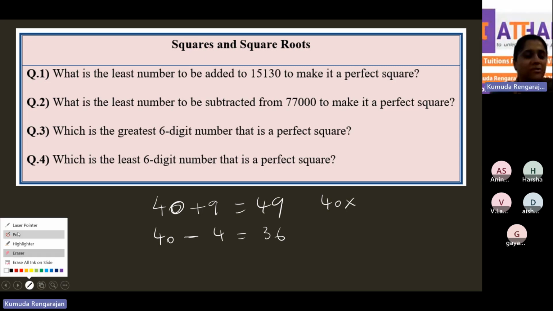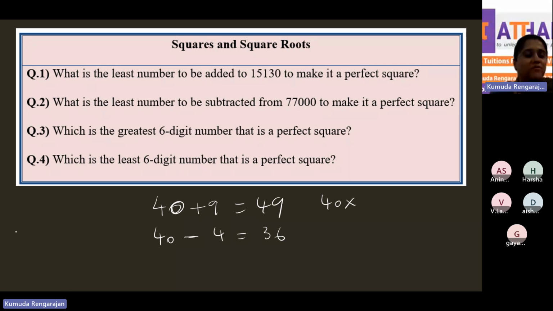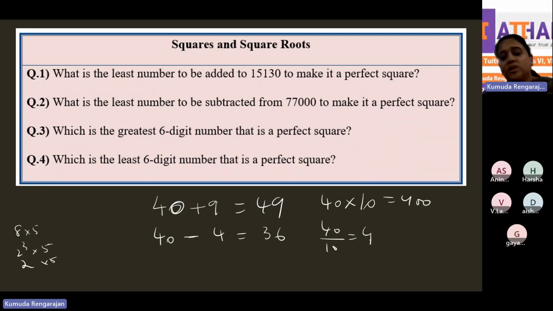For this, you should break down 40. What is 40? 8 5s are 40. And 8 is 2 cubed, so 40 is 2 cubed into 5. Now, this 2 cubed, you need one more 2 to make it in pairs, and for 5, you need one more 5. So 2 5s are 10. 10 is the smallest number by which it should be multiplied to make it a perfect square. And 10 is also the smallest number by which it should be divided to make it a perfect square. Because 40 into 10, 400, is a perfect square, and 40 by 10, 4, is also a perfect square.